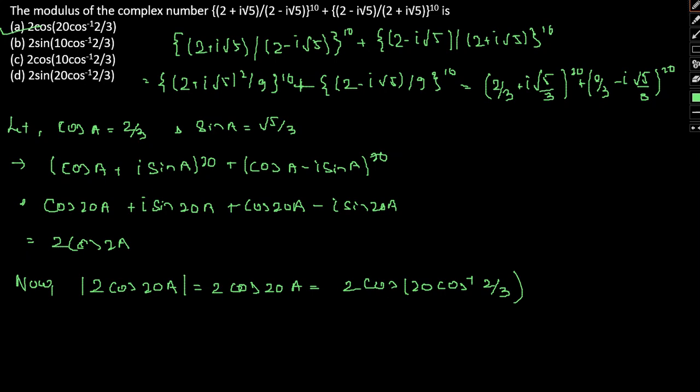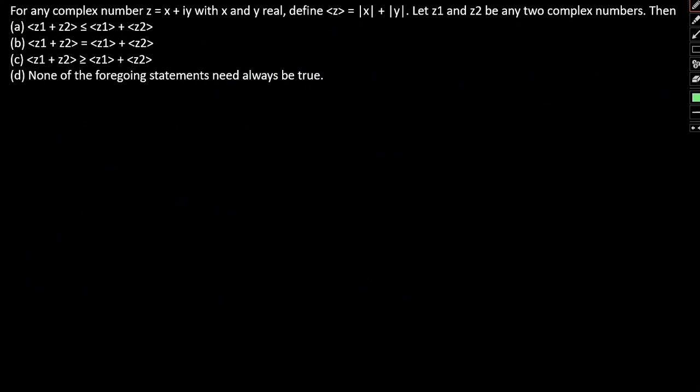So with that said, let's move to the last question of the video. Let's discuss that as well. Okay, so here's the third question. For any complex number z equal to x plus iy, where x and y are real, define the range of z for mod z equal to mod x plus mod y. Let z1 and z2 be any two complex numbers, then we need to find all these solutions in general.